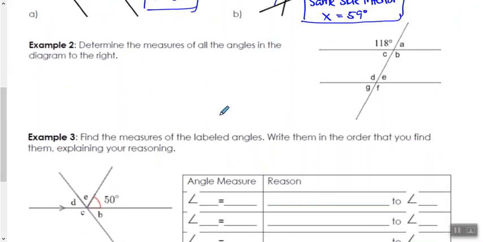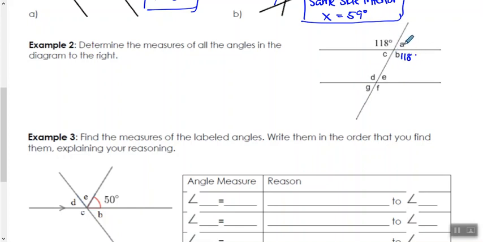Okay, example number 2, determine the measures of all the angles in the diagram to the right. All right, so if these were not parallel lines, I would not be able to figure out anything down here. So I could figure out that B is going to be 118 degrees because it's vertically opposite, and vertically opposite angles are always going to be equal.